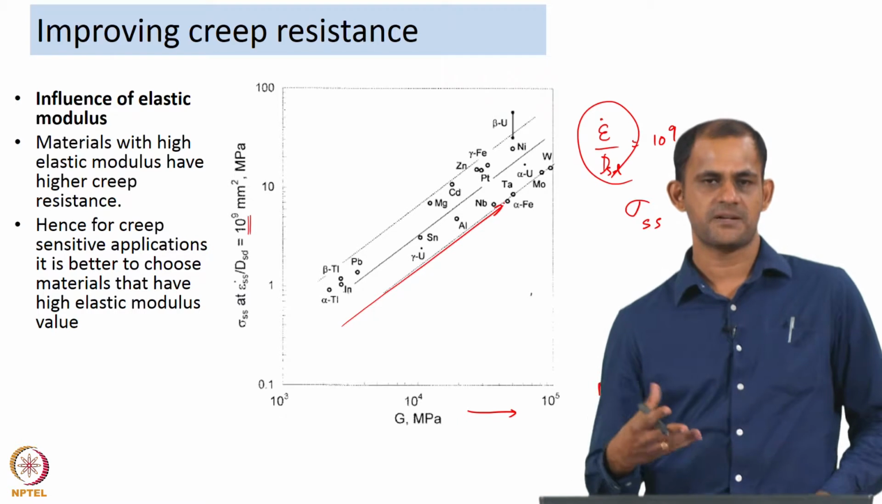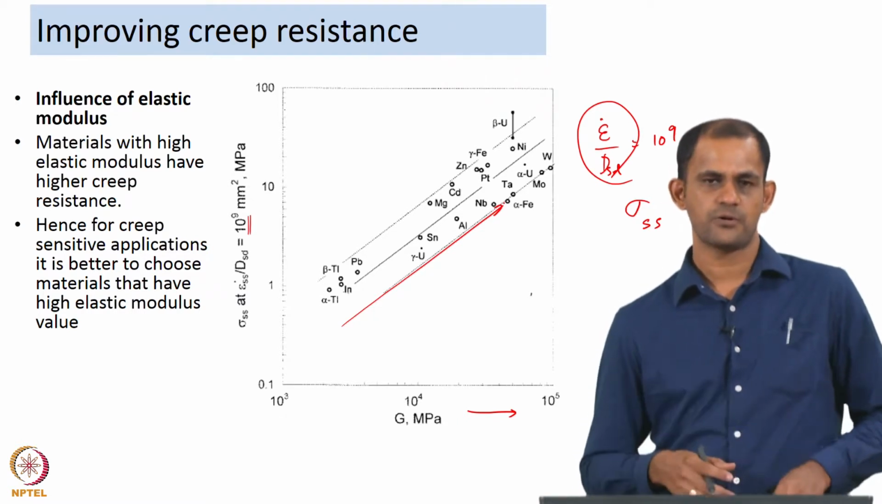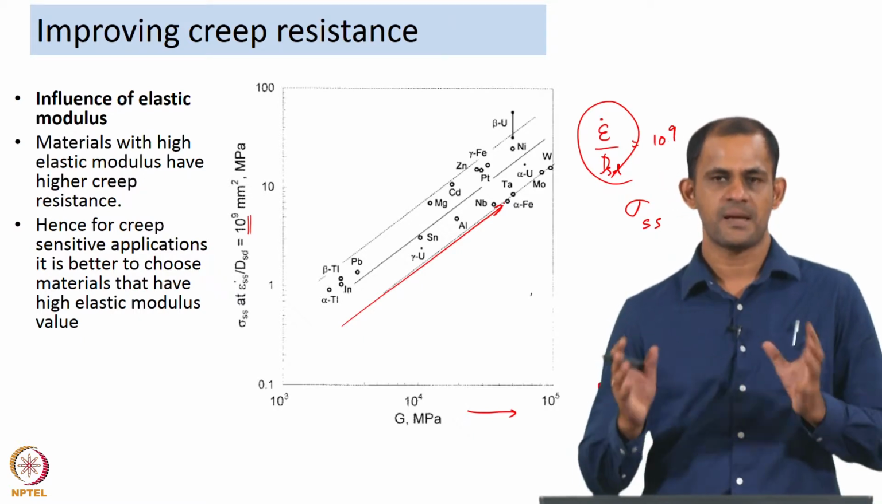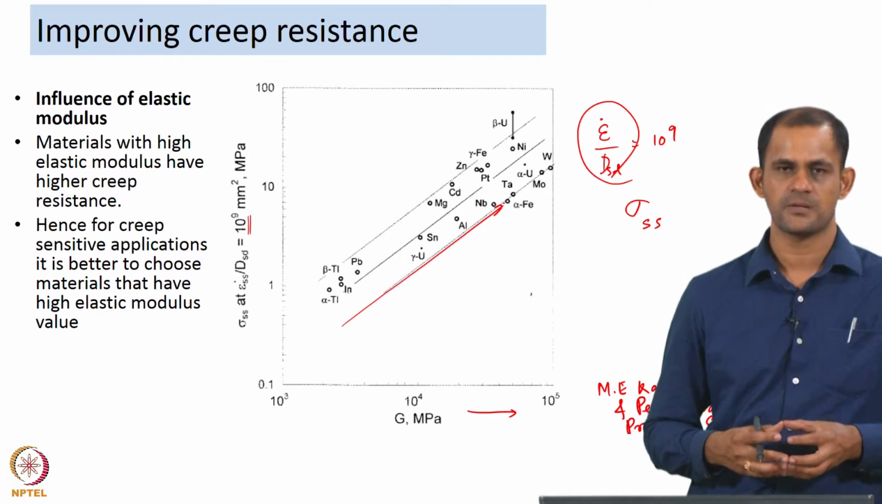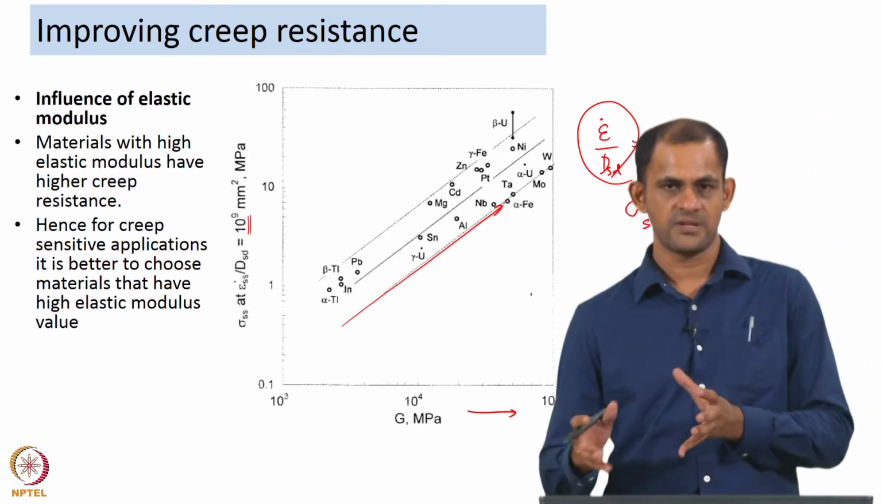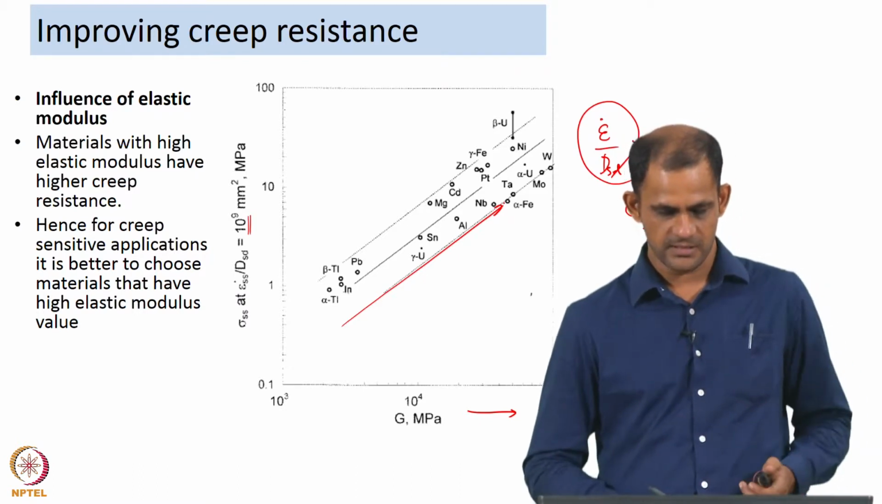Hence, for creep sensitive applications, if you have to choose a material, it is better to choose a material that has high elastic modulus, because that will ensure that the amount of creep deformation that you get in the process is going to be limited vis-a-vis a low elastic modulus material. So, that is what this plot is suggesting.